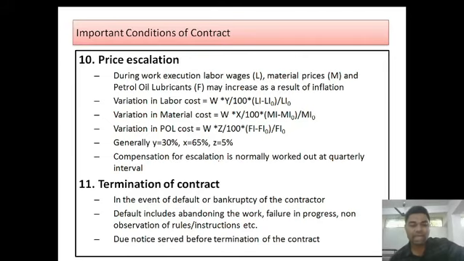Termination of contract. In the event of default or bankruptcy of the contractor, what happens? He goes for termination of the contract. Default includes abandoning the work, failure in progress, non-observation of rules, instructions, etc. Due notice is served before the termination of the contract. Whoever is terminating the contract, it might be from the owner side or from the contractor side. A due notice has to be served that from such and such period our contract will be terminated, and the compensation that has to be given to the most affected party.